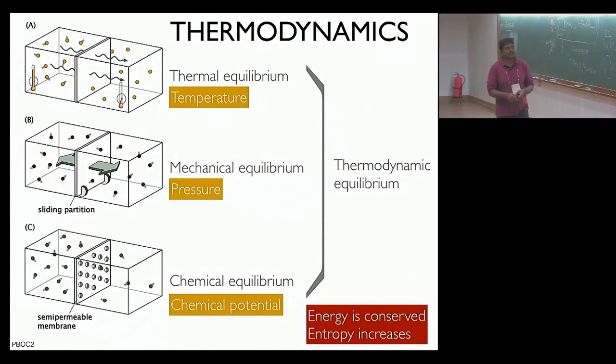So with this definition of thermodynamic equilibrium, we all learn that there are a couple of laws that come up. Basically, energy is conserved, entropy increases. That is all that is relevant for a living system.